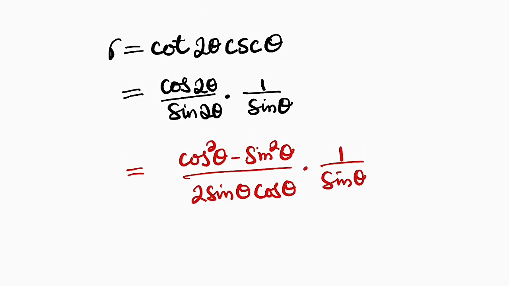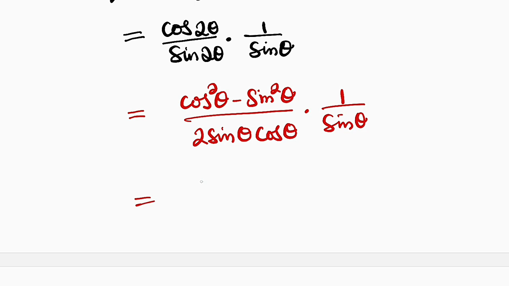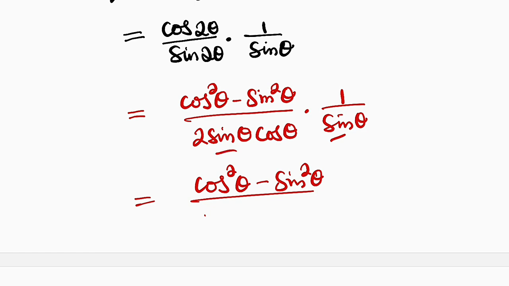All right, let us multiply the two fractions. This is equal to cosine squared theta minus sine squared theta, divided by, you can see sine and sine will give us sine squared, so we have 2 sine squared theta multiplied by cos theta. Remember, what we have to the left is r.